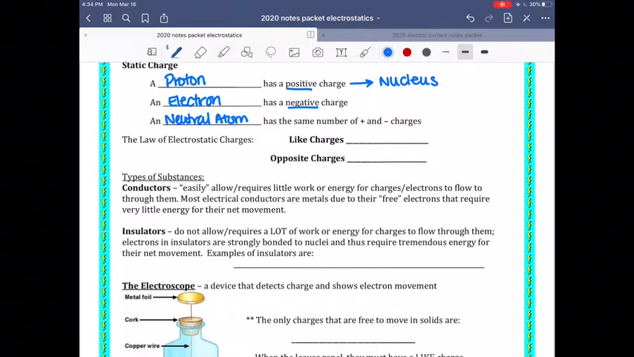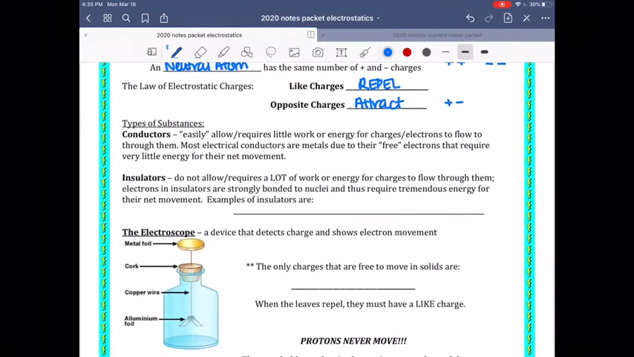All right, so you should always remember, and you probably know this just from general information, that like charges, like a positive next to a positive or a negative next to a negative, will always repel. And opposite charges, like a positive and a negative, are going to attract. This law of electrostatic charge is what's going to determine a lot of the forces we're going to be talking about. So we're always going to go back to what do like charges do, what do opposite charges do.